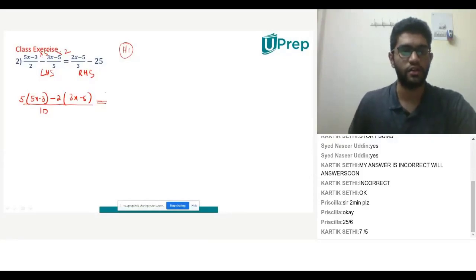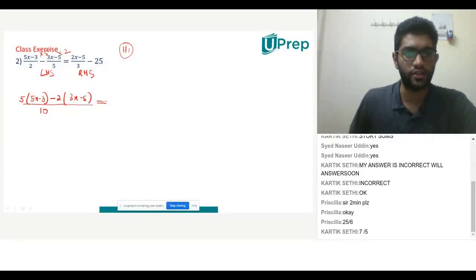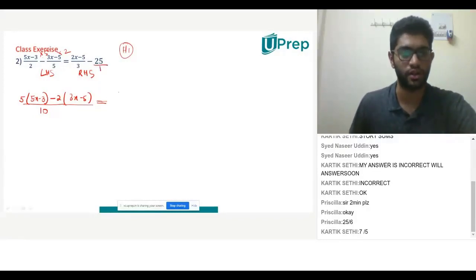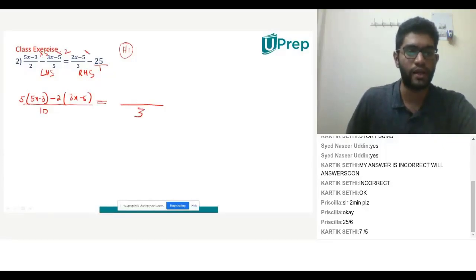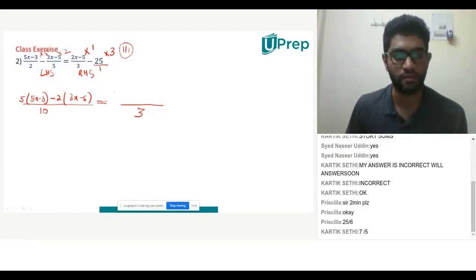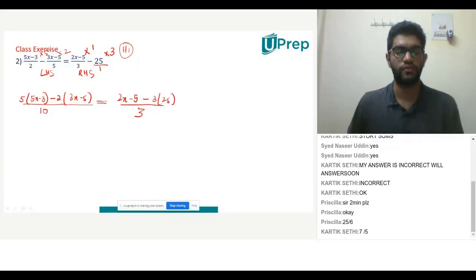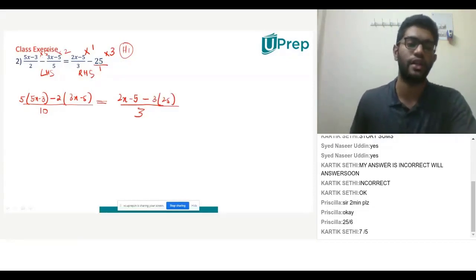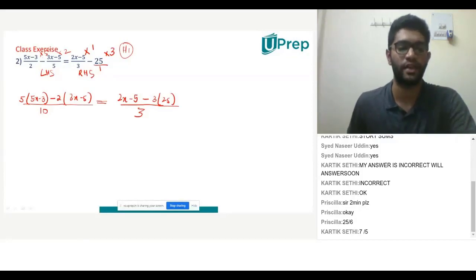Now, similarly, for the right hand side. If there is nothing written, it is basically 25 by 1. Now, let's solve the RHS similarly. The LCM is 3. So I'm going to multiply this term by 1 and this term by 3. You guys know the concept of LCM. So that is going to be 2x minus 5 minus 3 into 25. Is this step clear, guys? Any doubt over here? Does it make sense?